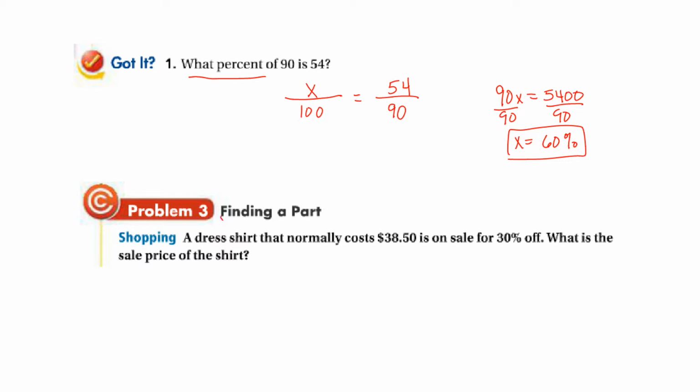Now sometimes I may not always be finding the percent. I may be finding a part. If I look here at problem 3, it says a dress shirt that normally costs $38.50 is on sale for 30% off. So what is the sale price of the shirt? So in this case, I know I'm talking about 30%. So I have 30 over 100.